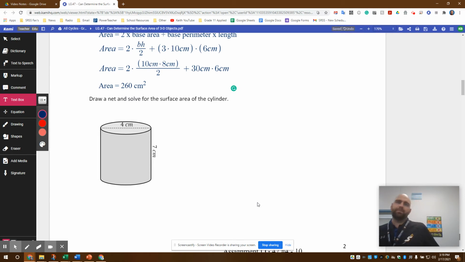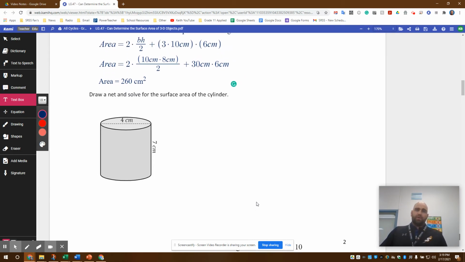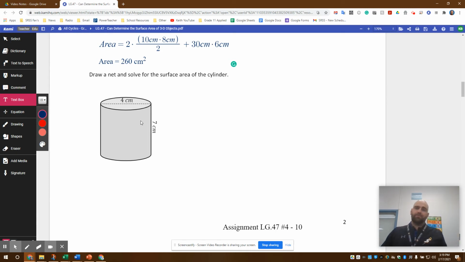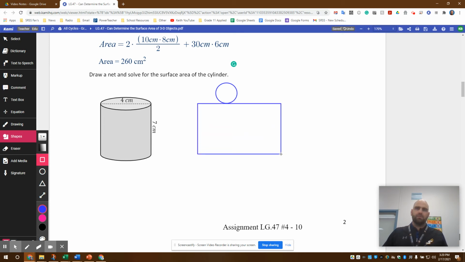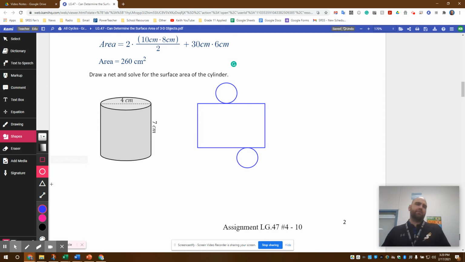The last example I want to go through here in this video is a cylinder. Okay, a cylinder has a circle top, and it has a rectangular side. What does that look like as a net? Well, it's going to be a circle with a rectangle attached to it. It's going to look like that. And a second circle on the bottom. Try to make those close to the same size as possible. There we go. These two are going to be the same size, and then we're going to have a rectangle in the middle.